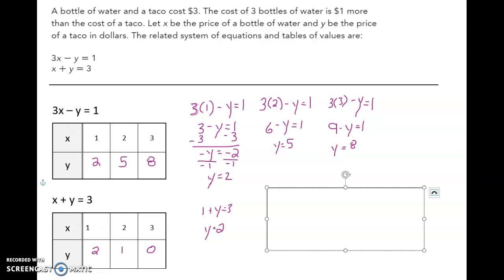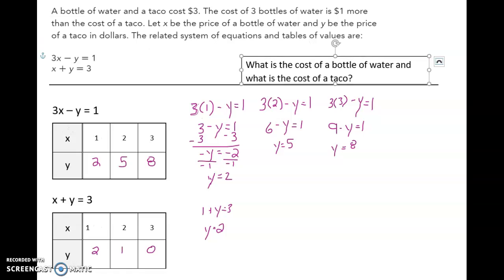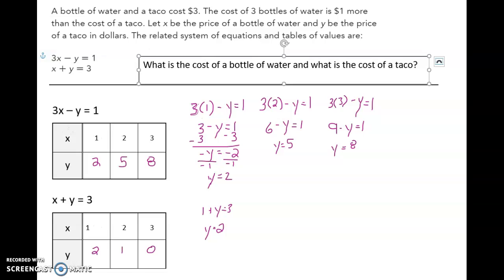But now we actually have to answer the question we've been given. What is the cost of a bottle of water and the cost of a taco? We were told that X equals the bottle of water, Y equals the taco. So we have $1 for the price of our bottle of water and $2 for the price of our taco. So we could answer the question at that point. And for these types of questions, that answer should really be written out completely.